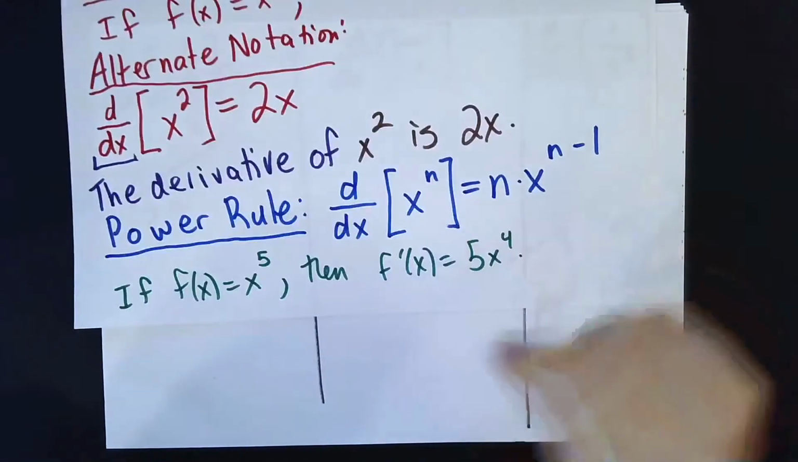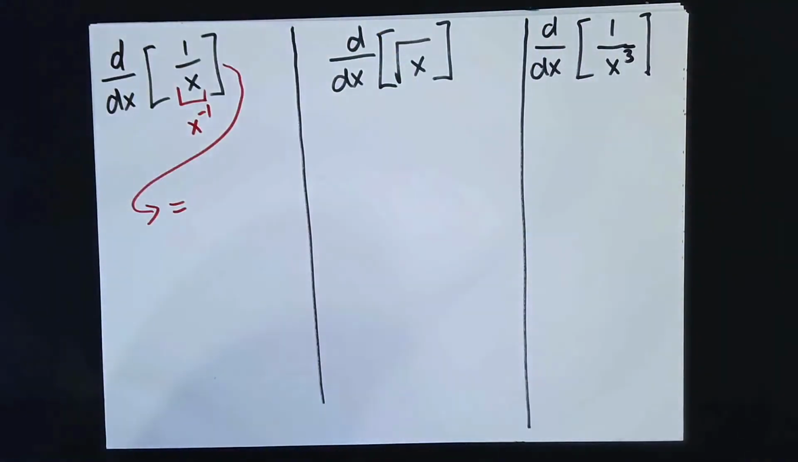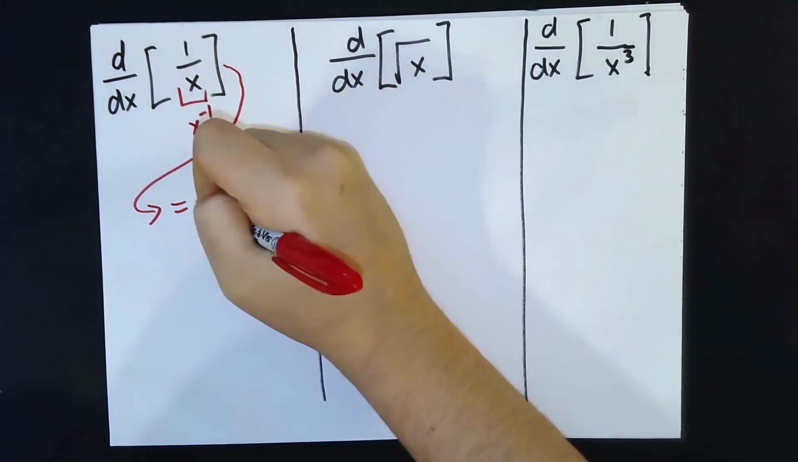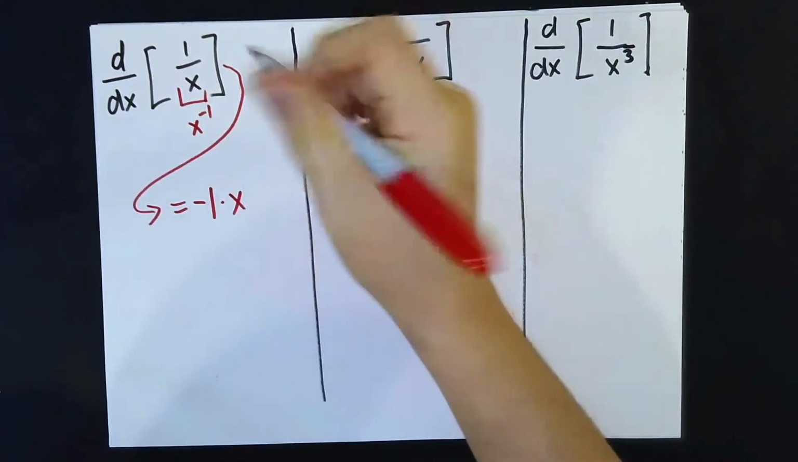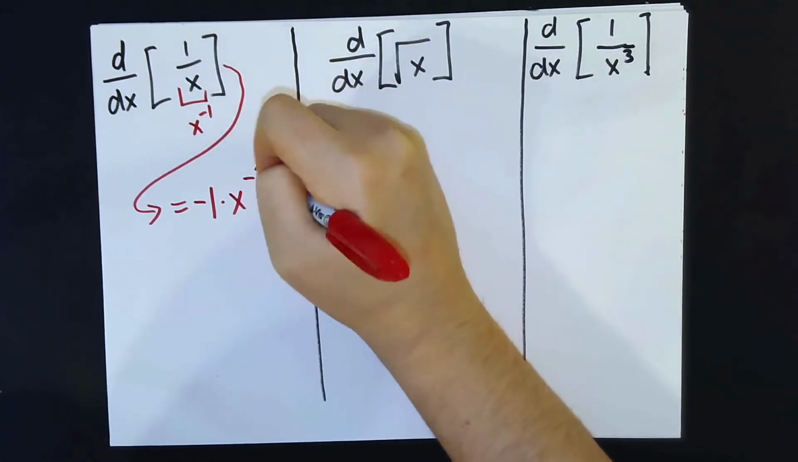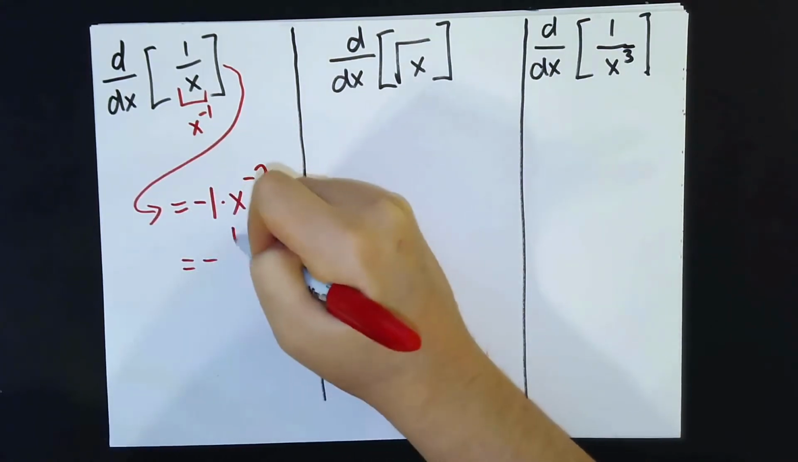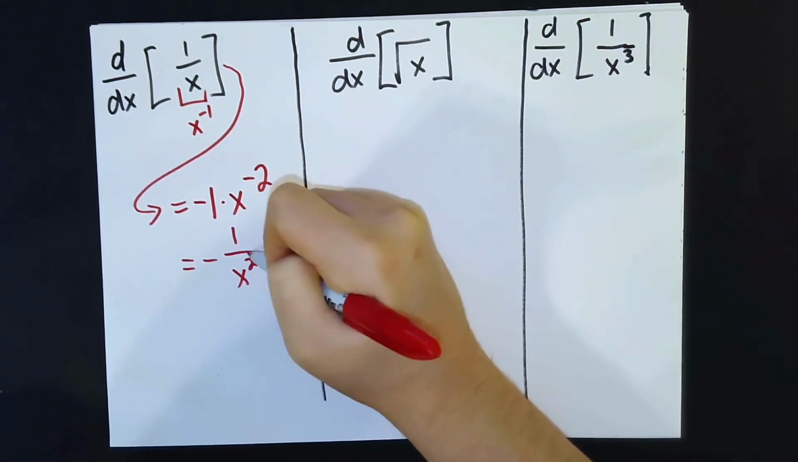I did not say anywhere here that this n had to be positive, and in fact it doesn't. So I can use that exact rule, bring down the power, times x, and then subtract 1 from this power. So minus 1 becomes minus 2. Okay. And if you want, you can write this as minus 1 over x squared.